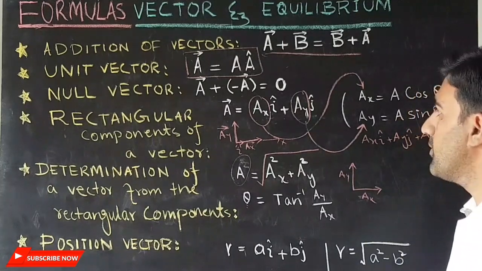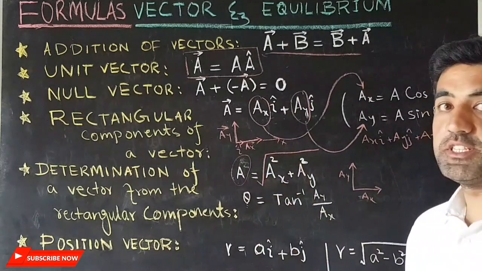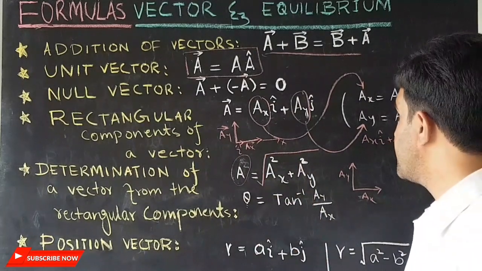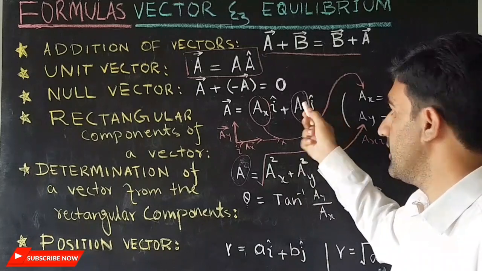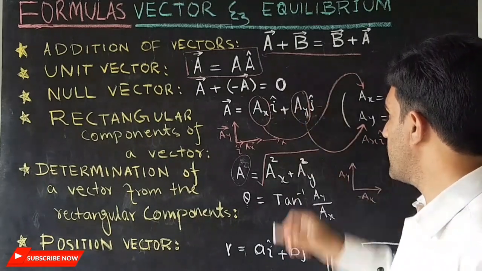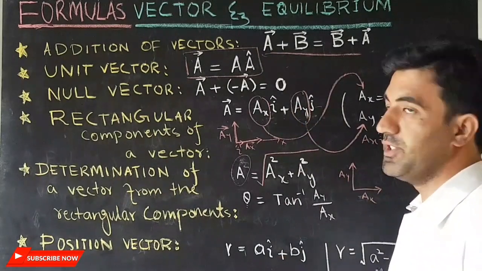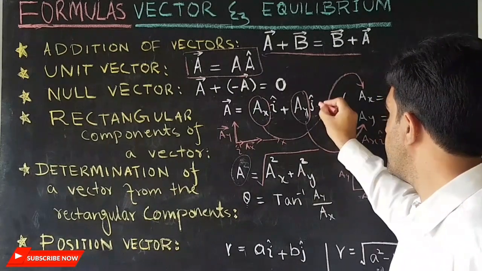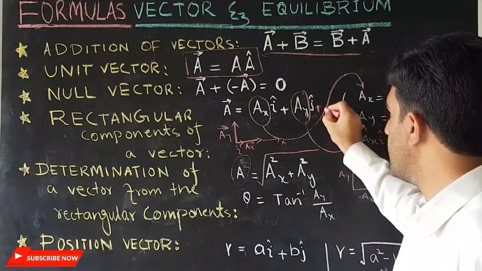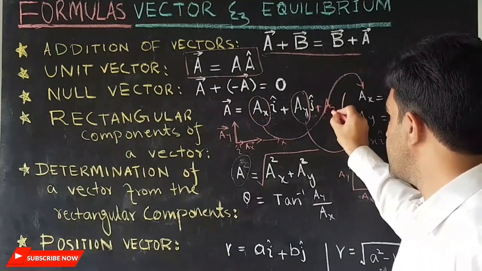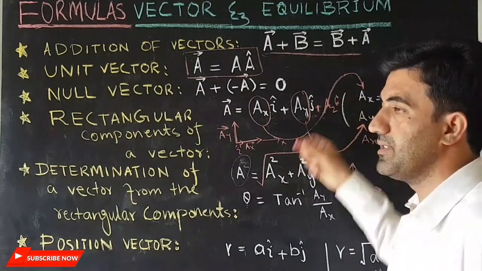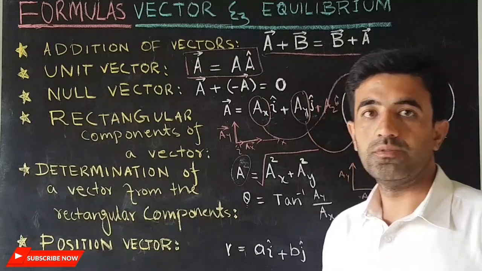If you want to know more about rectangular components in space, we will write three vectors. Apart from this, I will add another vector. If you want to denote a vector in space in rectangular components, we will write another vector az k, where k shows the space coordinate.